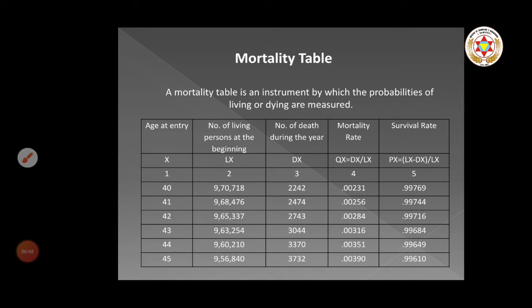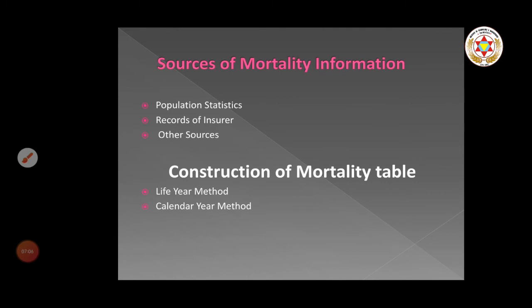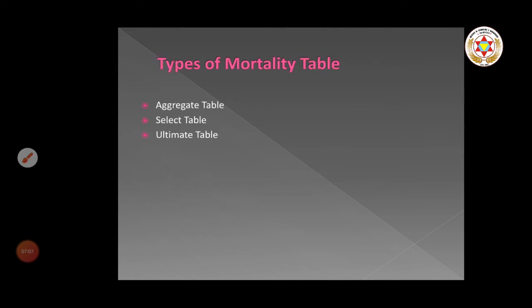So you can take any year and you have to pick certain ages, like they picked 40, 41, 42, 43, 44, 45, right? You pick certain ages and then calculate the number of persons died and the number of persons survived. So this is the way to calculate the mortality rate again, right?